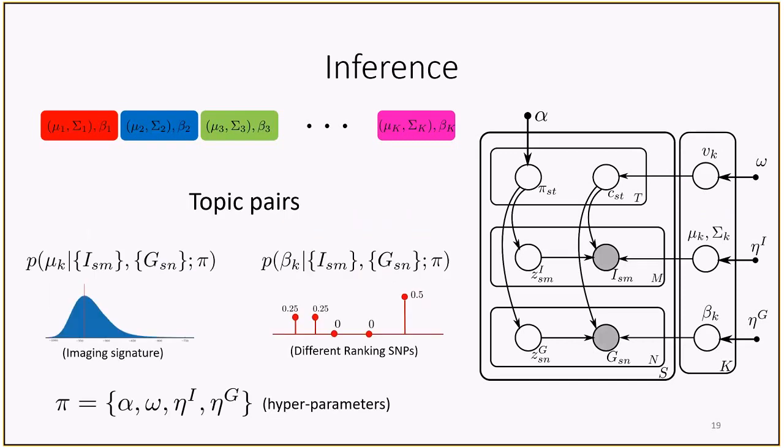Now, we can ask different questions from this model. One question is, what are the themes that co-occur across the population? So this theme would be the patterns that you see in the image or the patterns that you see on the genotype. This is one of the questions you can ask from the model.